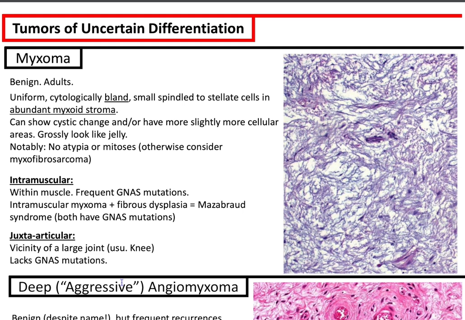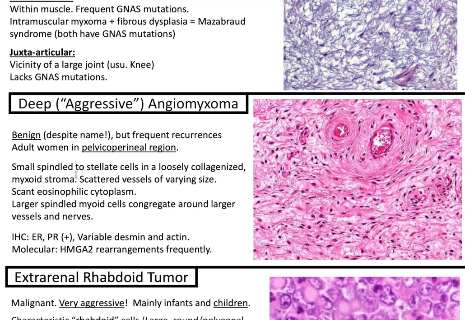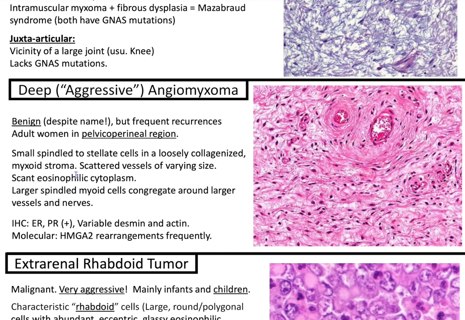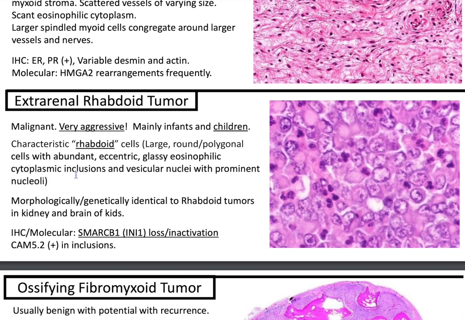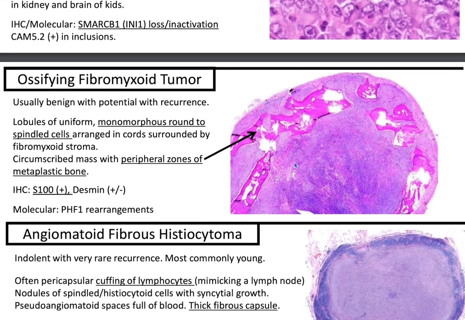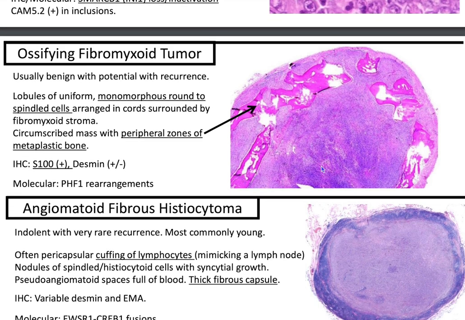Tumors of uncertain differentiation. Myxoma, if it's intramuscular, think about Mazabraud syndrome. Deep angiomyxoma, it's benign, adult women in pelvico-perineal regions. Extrarenal rhabdoid tumor, very aggressive, has that SMARCB1 INI loss and characteristic rhabdoid cells. Ossifying fibromyxoid tumors, peripheral zones of metaplastic bone with monomorphous round to spindle cells, S100 positive.